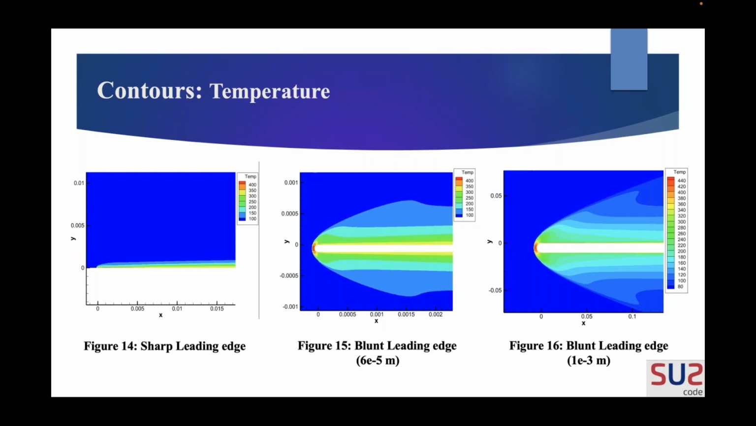Therefore, with increase in bluntness, we are delaying the transition. And of course, the normal trends that we observe: the boundary layer thickness increases, and the shock standoff distance also increases. Another thing that we observe is that when we increase the bluntness, the shock wave strength also increases. Thus, that explains the rapid spike in temperature and drag.